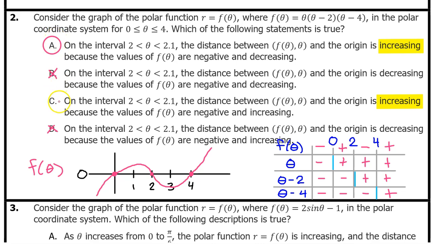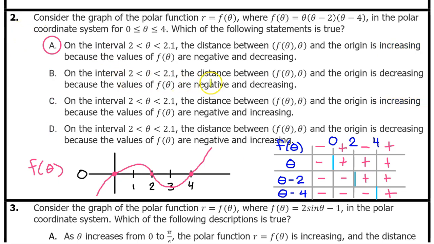Glance at option C, which is going to turn out to be wrong, but let's look at this bogus justification. Because the values of f of theta are negative and increasing. Well, they are negative between 2 and 2.1, but the values are decreasing, not increasing. So the answer is A.